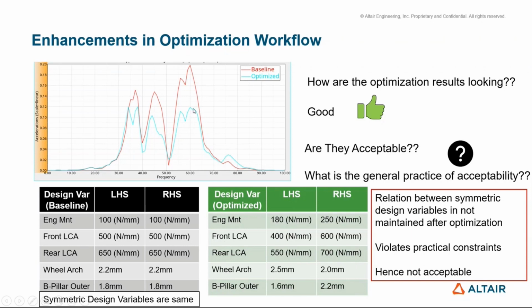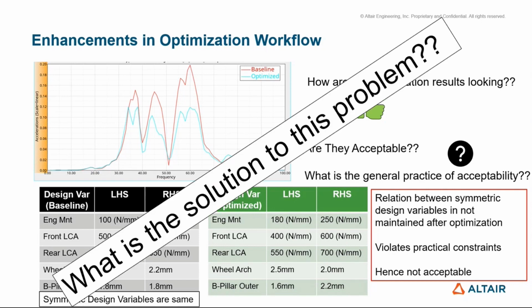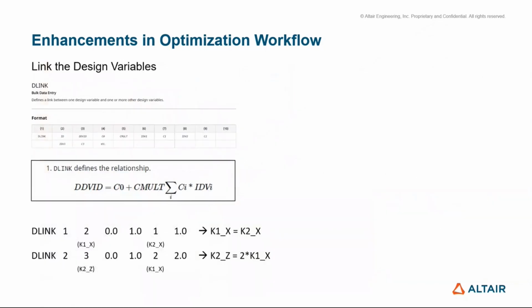So even though the reduction in the results is good, the values which got optimized are not practical. So what is the solution to this problem? The solution to this problem is to link the design variables. In OptiStruct, you can create a link between design variables. You have two cards, D-link 1 and D-link 2. Here you can basically create relationship between different design variables.